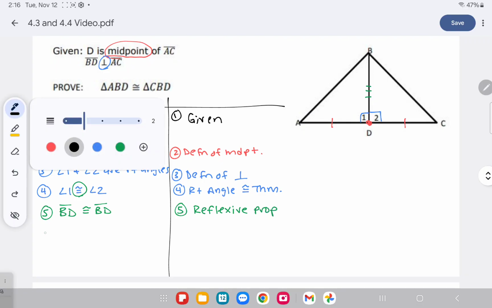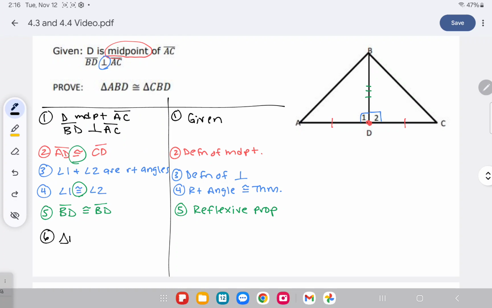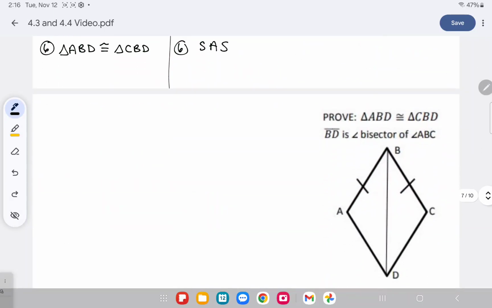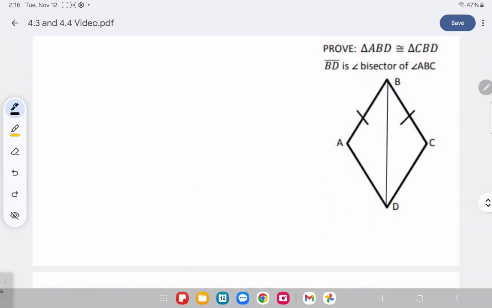That's enough to say that triangle ABD is congruent to triangle CBD. And our reason is side, angle, side. The right angles are our included angles. So we have side, angle, side. So let's try another one.